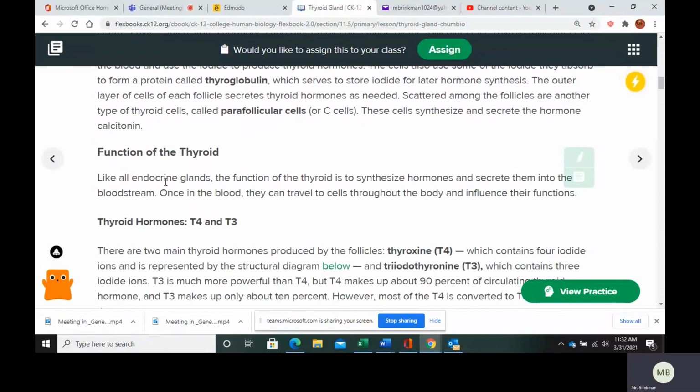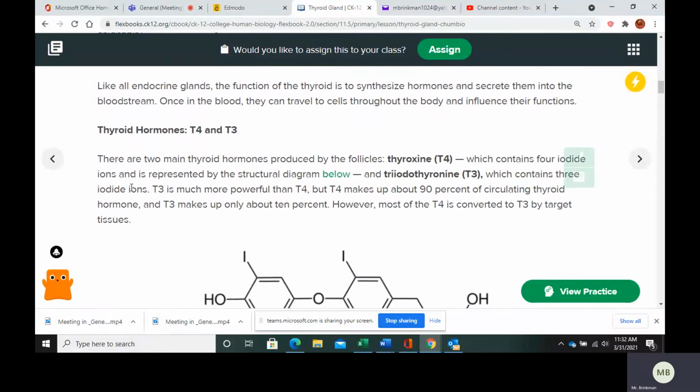All right, so the thyroid, it's like all other endocrine glands. It is going to synthesize and secrete hormones. So two main thyroid hormones that are going to be produced by these follicles are thyroxin, T4, and triiodothyronin. Kind of a mouthful to say. So they're called T4 and T3 basically because of the amount of iodide ions they have. So T4 has 4, T3 has 3.